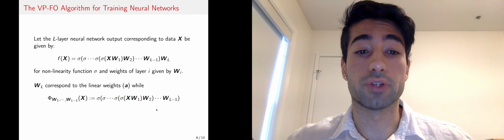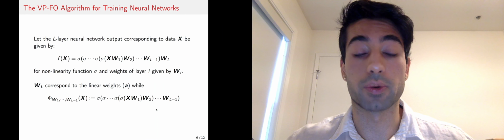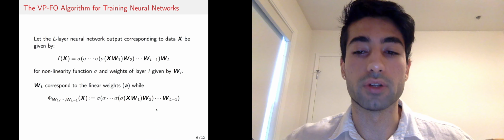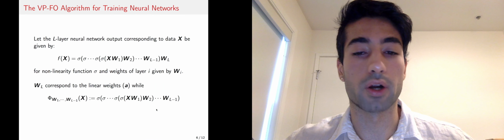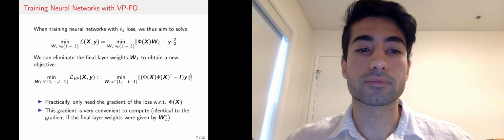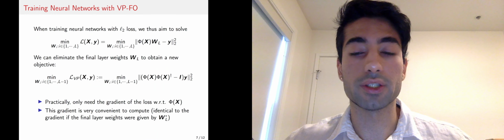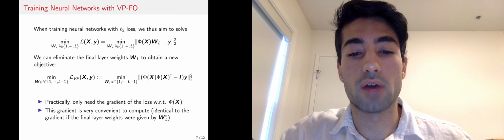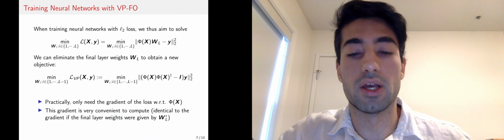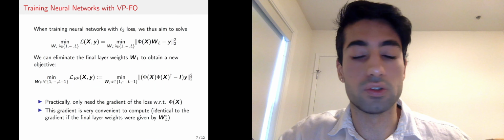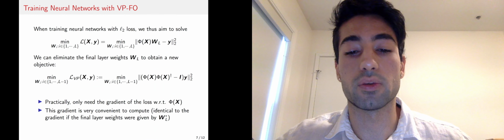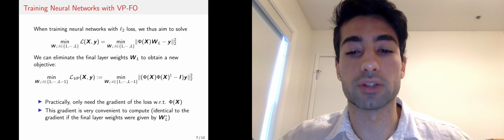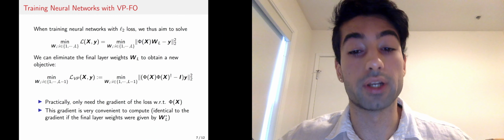When applied to training neural networks, we note that the function modeled by neural networks is exactly of the same form, where those final layer weights WL are the linear parameters, whereas all the other weights in the network are the nonlinear parameters. So when we train them with squared loss, we can eliminate those final layer weights of the network to obtain a new objective, which we can minimize directly over all the other weights of the network. We can use this to optimize with, say, standard first order optimizers, where all we need to do is compute the gradient with respect to these nonlinear weights, which is quite efficient and easy to do.